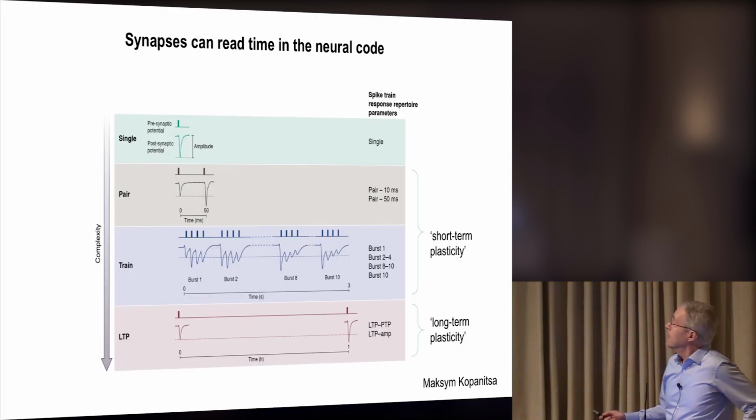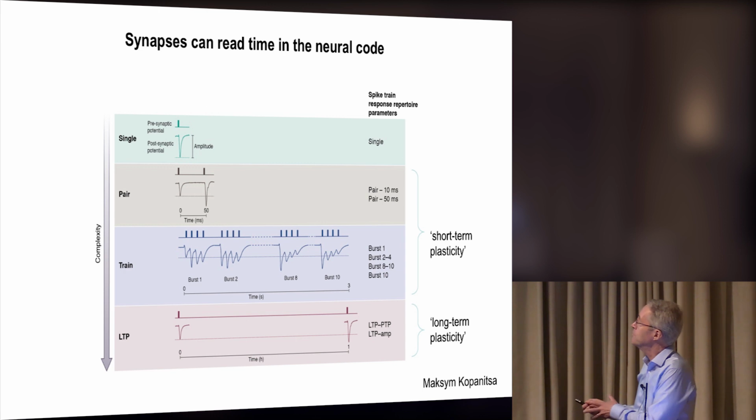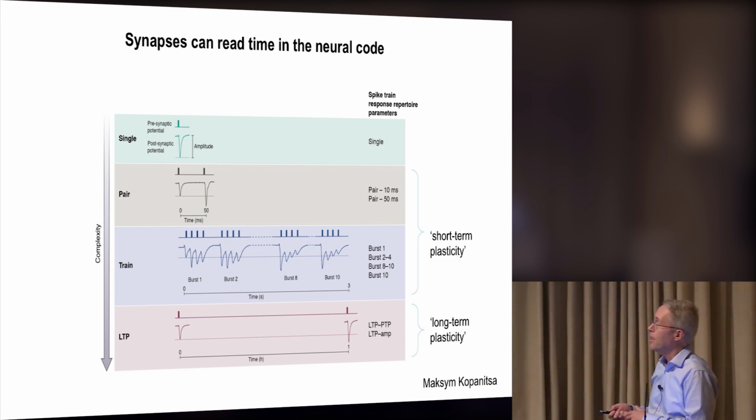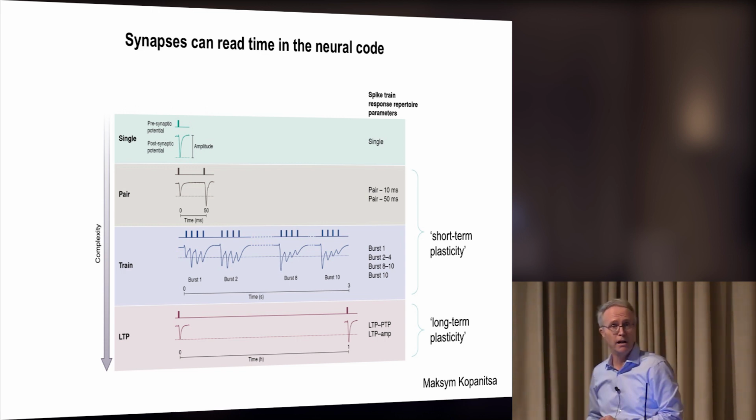Well, I'm going to describe for you now how synapses can read time in the neural code. But let's look at the very most elementary unit of coded information, which is this spike or action potential in the presynaptic terminal, the all or none event. As a result of the release of neurotransmitter, it produces this pulse of depolarization of the postsynaptic terminal. That will ultimately drive that cell to fire.